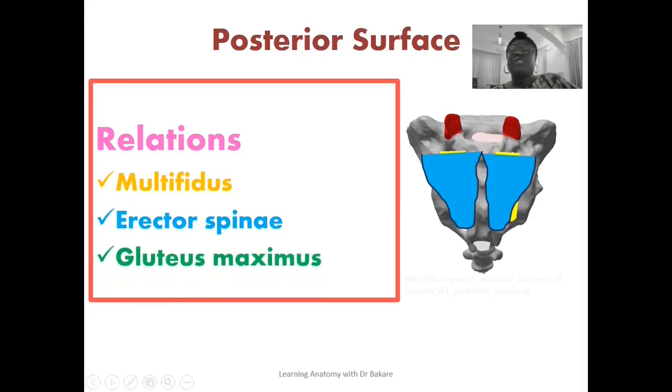You also have the gluteus maximus. The gluteus maximus is related to the posterior surface of the sacrum too, and you see it at this region here that is highlighted in green. So you see it at the lower angle here on one side, and you also see the other one on the other side. So these are the muscles that are related to the posterior surface of the sacrum.